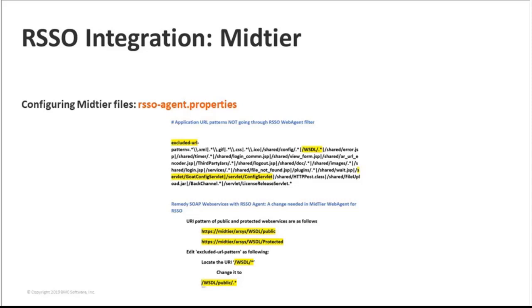But if you are using the protected web service as well, that is when you would want to alter that URL from WSDL to WSDL/public, so that only the public web services are in the RSSO exception list, and it does the RSSO authentication for the protected ones.